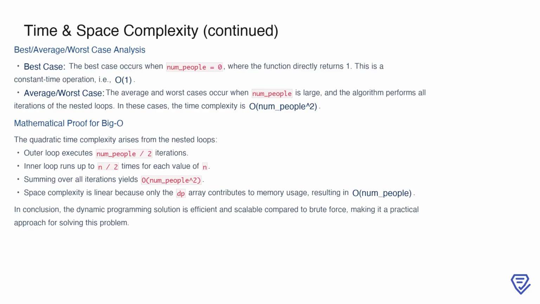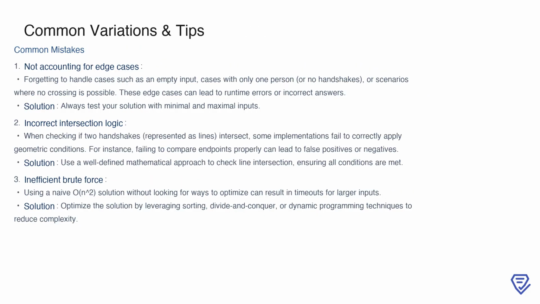When solving this problem, there are a few common mistakes that can trip you up. First is forgetting to account for edge cases. For instance, what happens if there's an empty input, or if there's only one person, meaning no handshakes are possible? These situations can lead to runtime errors or incorrect answers if not handled properly. The solution is to always test your implementation with both minimal and maximal inputs to ensure robustness.